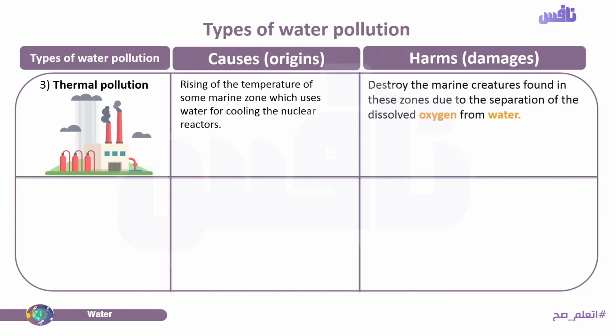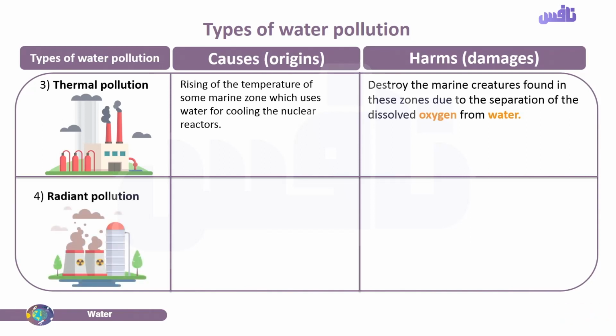طيب إيه هو الضرر بتاعها؟ destroy the marine creatures found in these zones. بتموت كل الكائنات الحية اللي موجودة في المنطقة دي due to the separation of the dissolved oxygen from water. نتيجة تفكك الأكسجين اللي موجود في المية. Number 4, radiant pollution. Dumping the atomic wastes in the oceans and seas.